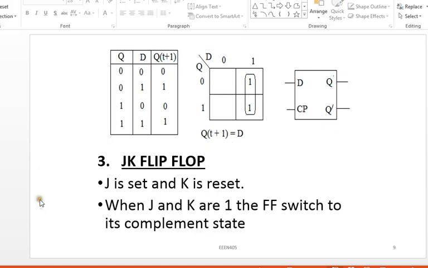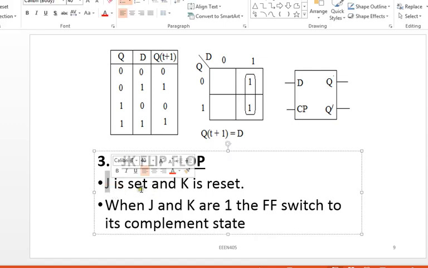The next thing is to look at our JK flip-flop. In this JK flip-flop, we use our J terminal as the set and K as the reset terminal. And whenever J and K are equal to logic 1, the flip-flop will switch to its complement. That's when it was 1. If you have J and K 1, 1, the state will change to 0. And if you have it again, it will change again.